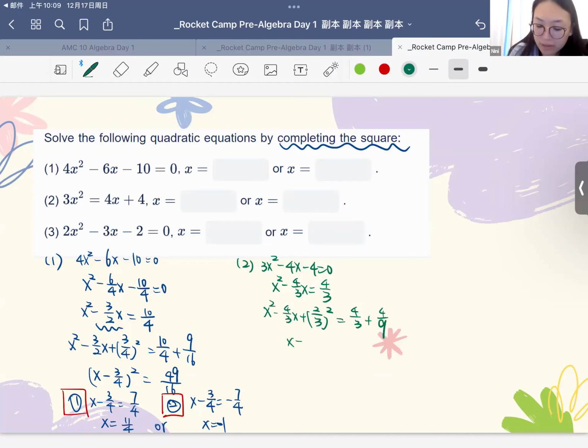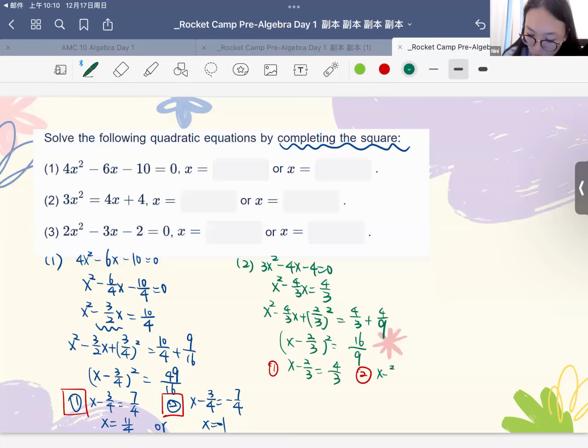And then what do we have on the left side? It is the square of x minus 3 over 2 equals to which value? So here is 16, right? Because after doing the calculation, which value? 12 over 9 plus 4 over 9. So it's 16 over 9. And here is the trickiest part, right? We always have two values. The first one is x minus 2 over 3 equals to 4 over 3. And we also have a second condition. Okay, second condition is that x minus 2 over 3 equals to minus 4 over 3.